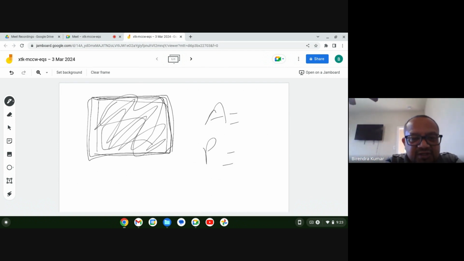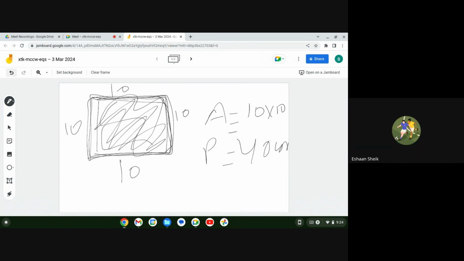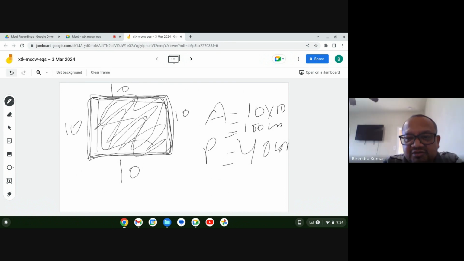So if we are talking about a square, meaning this and this are the same. Or let's say we are talking about a 10 centimeter square. This is 10 centimeter, this is 10 centimeter, this is 10 centimeter. My perimeter will be 10 plus 10 plus 10 plus 10, 40 centimeter. Now area will be what? Area is side squared. So 10 into 10, meaning 100. 100 centimeter square.